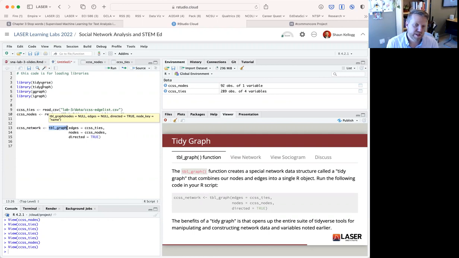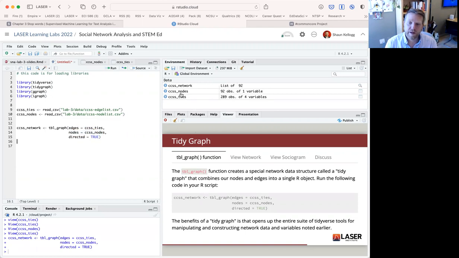And this table graph function is actually from the tidygraph package, and it's going to take our edges and our nodes and combine them into a network object. We're going to tell this function that the network is directed, meaning that I can tweet at you, but you may not tweet back, which has implications for our community detection algorithms, because some of those algorithms only work on directed networks, or only work on undirected networks. So we're going to say our network is directed. Here's our edges, here's our nodes. Put it all together and make a network object.